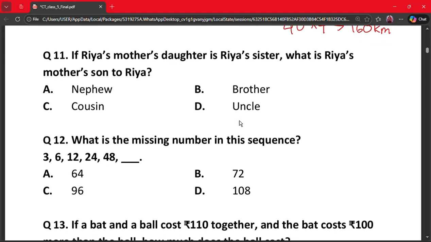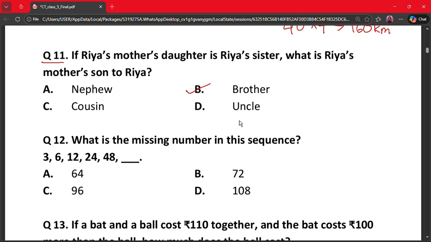Our next question is question number 11. If Ria's mother's daughter is Ria's sister, what is Ria's mother's son to Ria? A, nephew, B, brother, C, cousin, and D, uncle. So here the correct answer is option B.